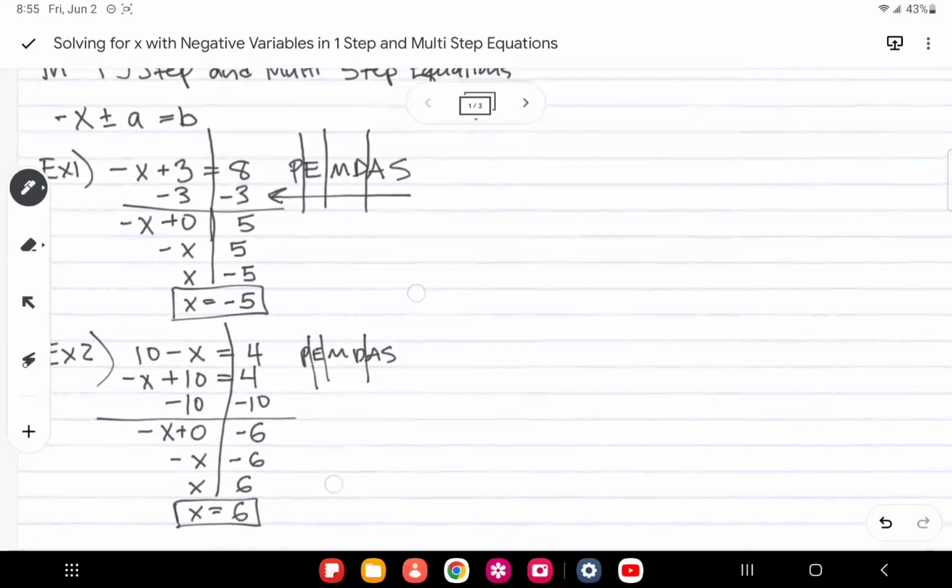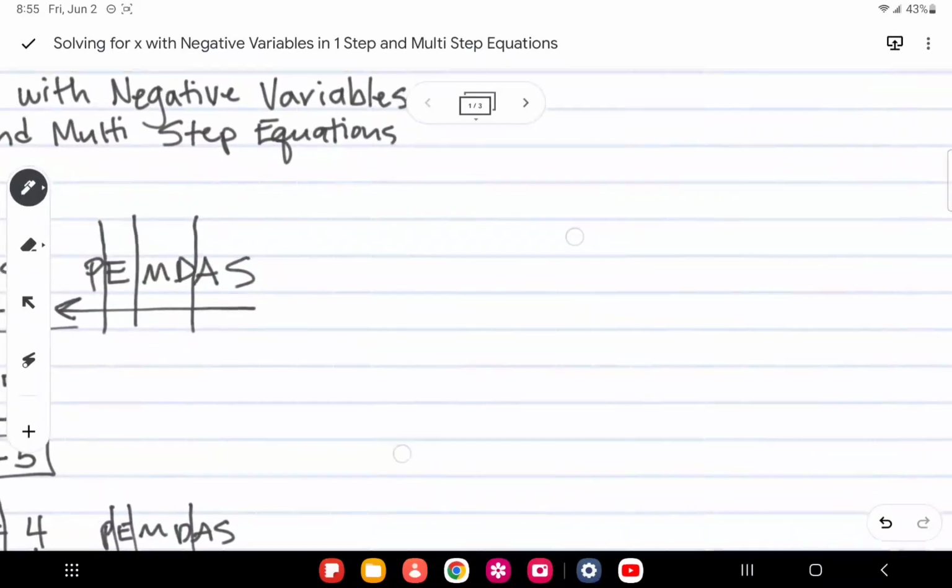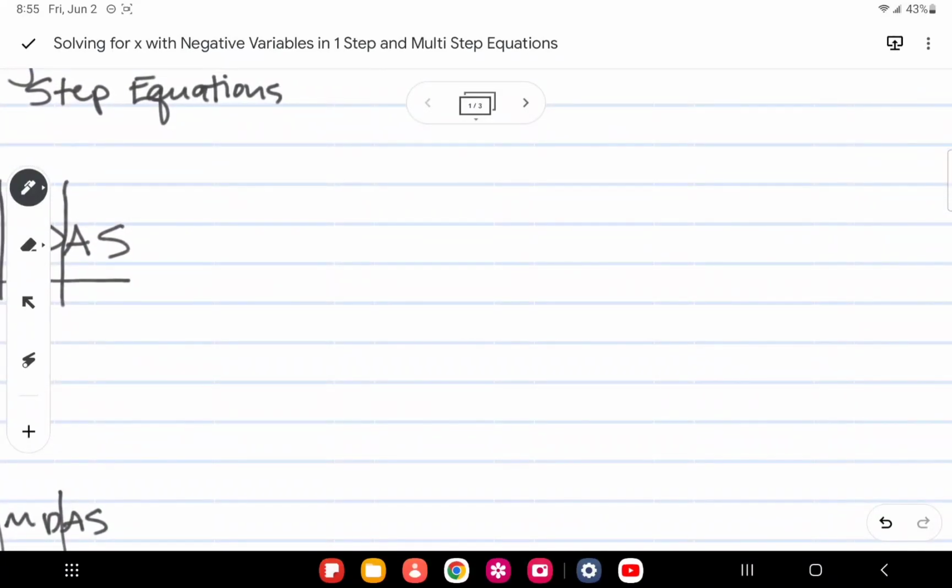Now, we'll move on to the multi-step. Before, what we had covered with multi-step equations was something in the format of ax plus or minus b equals c. Now in this case, since it deals with negative variables, then this x will be negative alongside its coefficient. So let's jump right into the example.